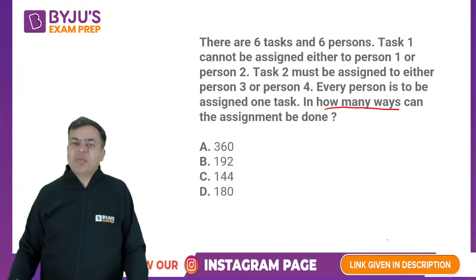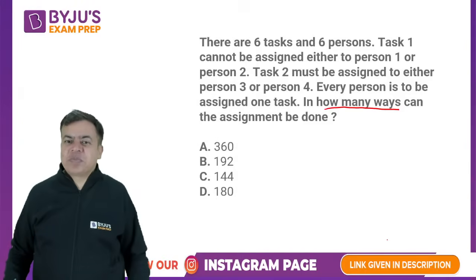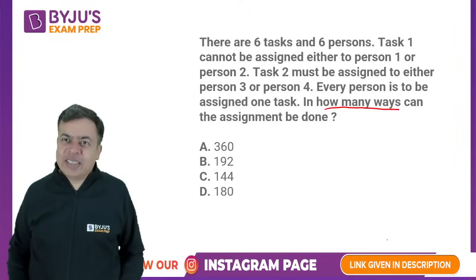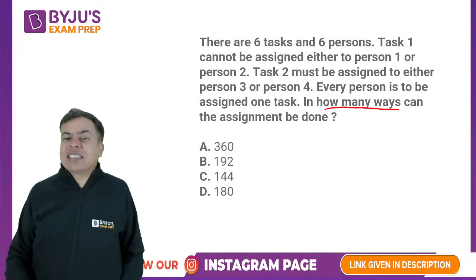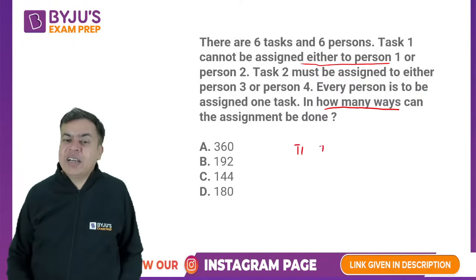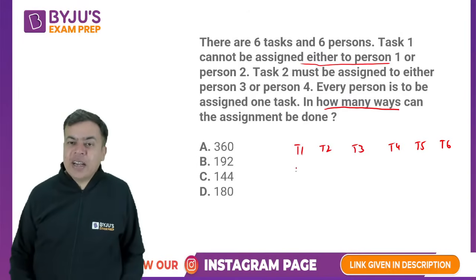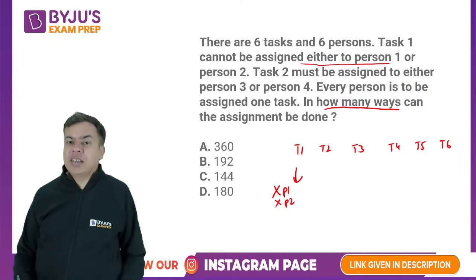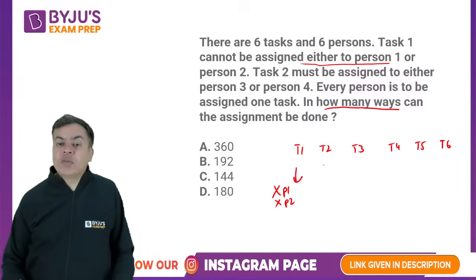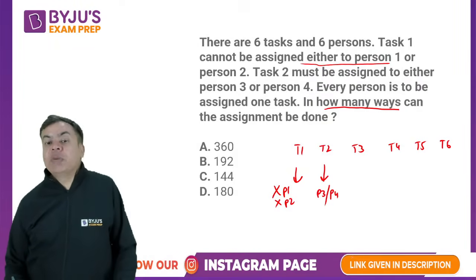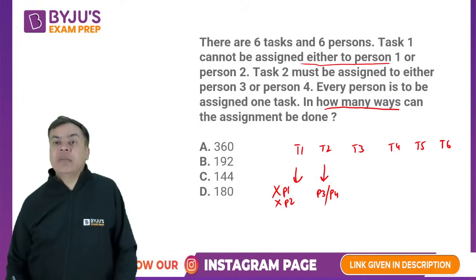Okay, so let's move to the next one. There are 6 tasks and 6 persons. Okay, now it is basically a combination of your reasoning element plus your permutation, okay, number of ways, right, arranging them. Now there are 6 tasks, 6 persons. Task 1 cannot be assigned either to person 1 or 2. Let's say I am writing task 1, task 2, task 3, task 4, task 5 and task 6, right? Now task 1 cannot be assigned to person 1 or person 2, right? Task 2 must be assigned to either person 3 or 4. So this must be person 3 or person 4 only. Every person is to be assigned one task. In how many ways can the assignment be done?